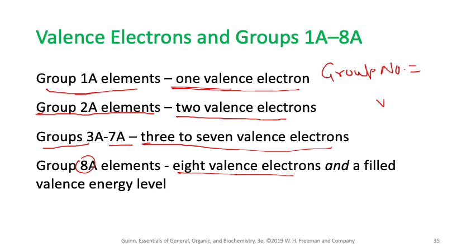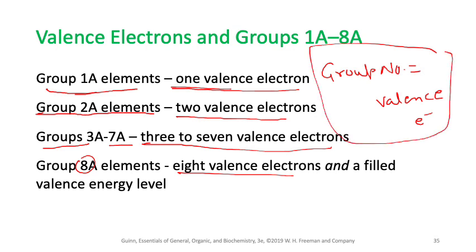So what we learn from here is that the group number tells you how many valence electrons you have. Group number equals valence electrons for the main group elements. This applies for main group elements. So remember this.